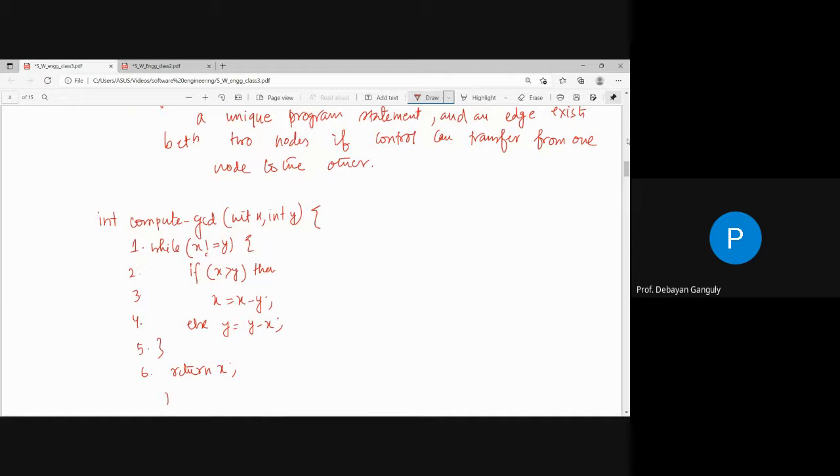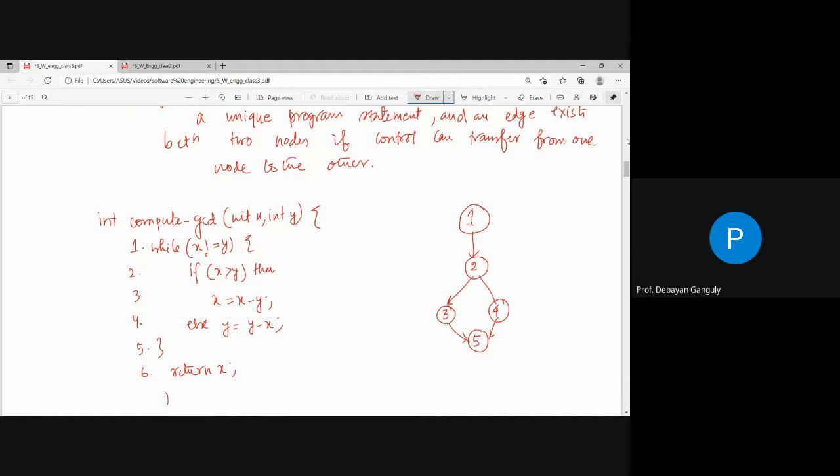So what will happen? This is the first node, the first statement, while is executed. If the while condition is true, then it goes to the if. This is second, and if means the if condition is either true or false. If it is true, then x equals x minus y. If it is false, y equals y minus x. So this is statement number 3, and there is statement number 4, and that will meet right at number 5. That means it is complete.